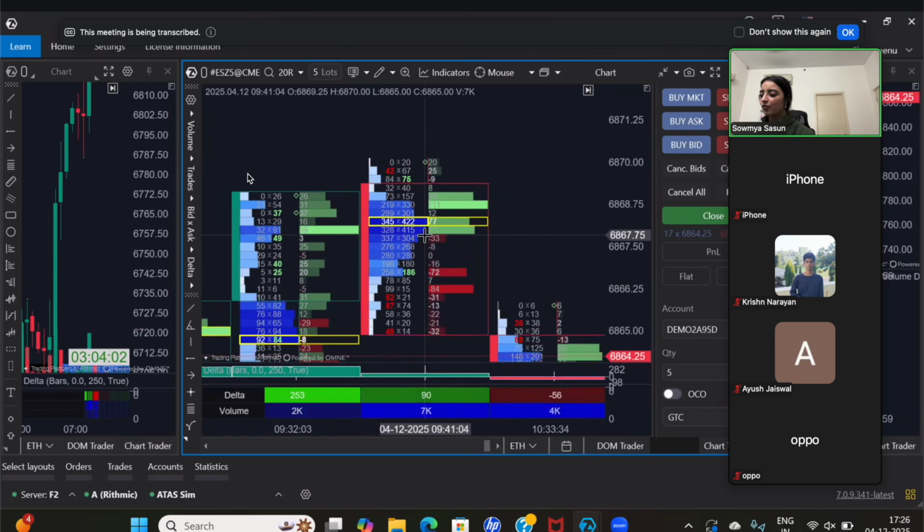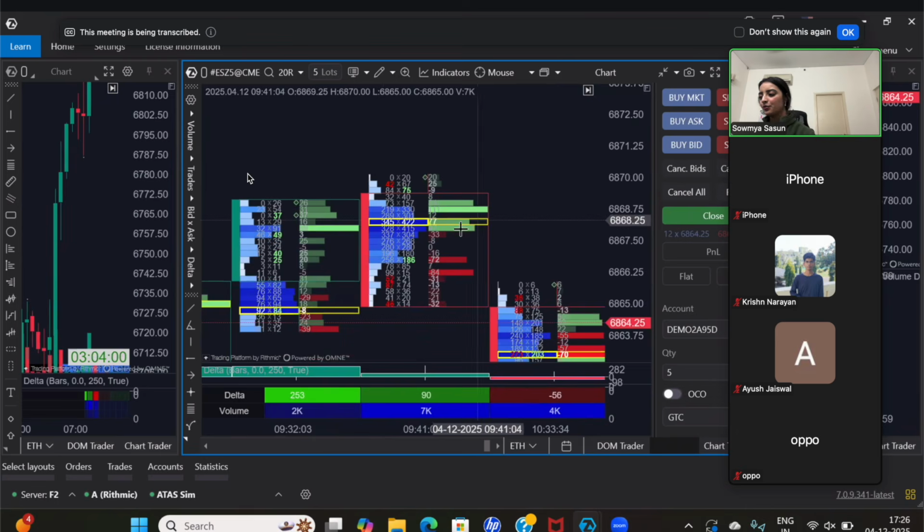Now, let's just focus on this one big footprint chart. Nothing else. There is a left side column, and there is a right side column. What are these? What do they signify?